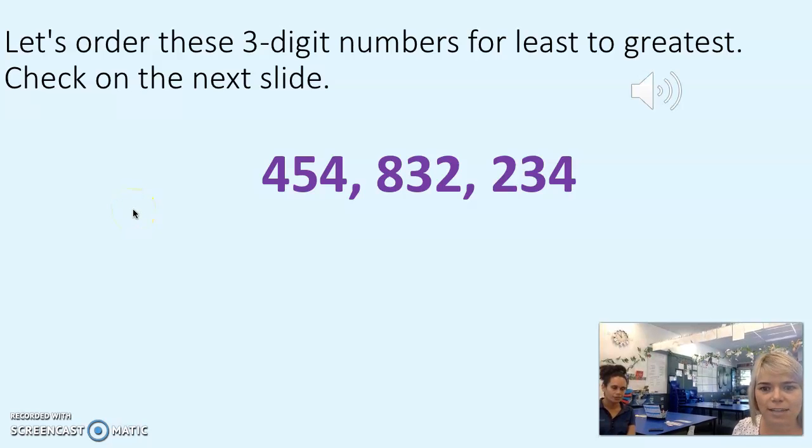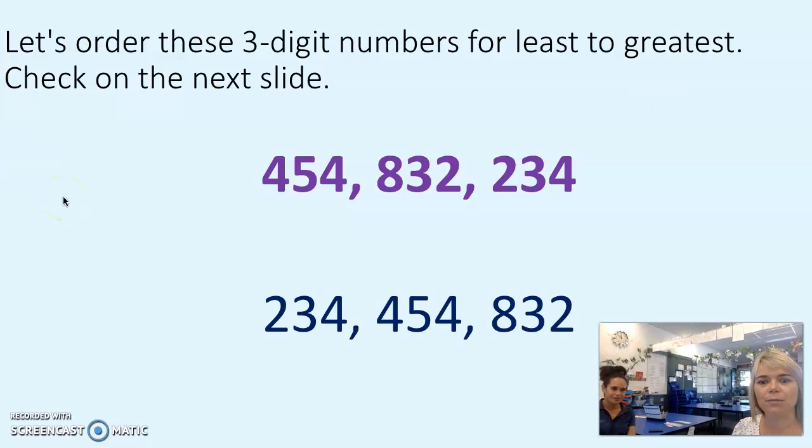All right, and looking on the next screen. Let's order these three-digit numbers from least to greatest. So it should look like this on your screen. The first number is 234. The second number is 454. And the last number, the biggest number, is 832.